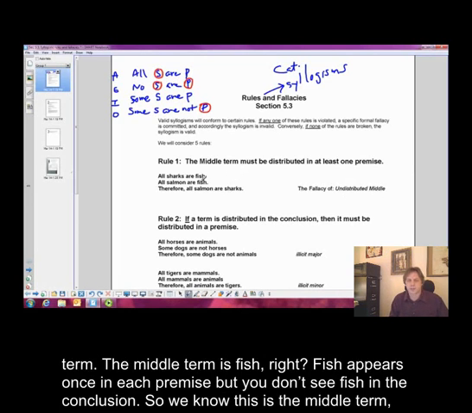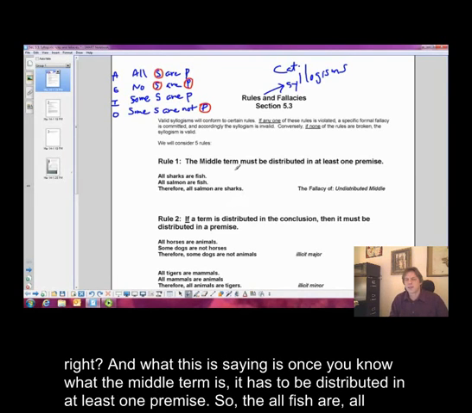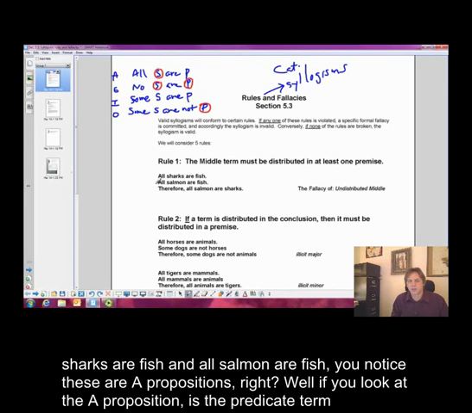First, let's find the middle term. The middle term is fish, right? Fish appears once in each premise, but you don't see fish in the conclusion, so we know this is the middle term, right? And what this is saying is, once you know what the middle term is, it has to be distributed in at least one premise. So, all sharks are fish and all salmon are fish.